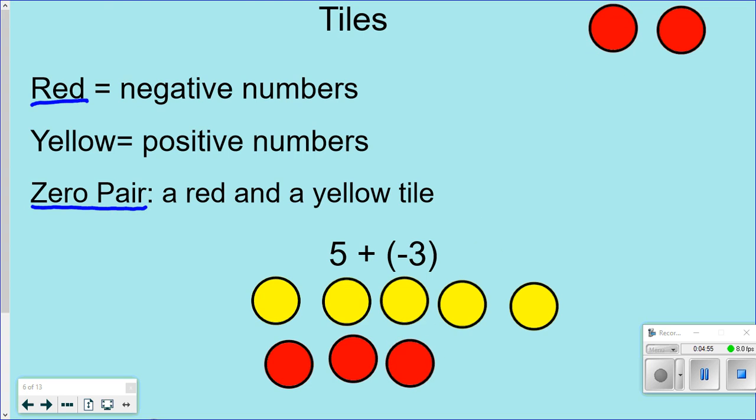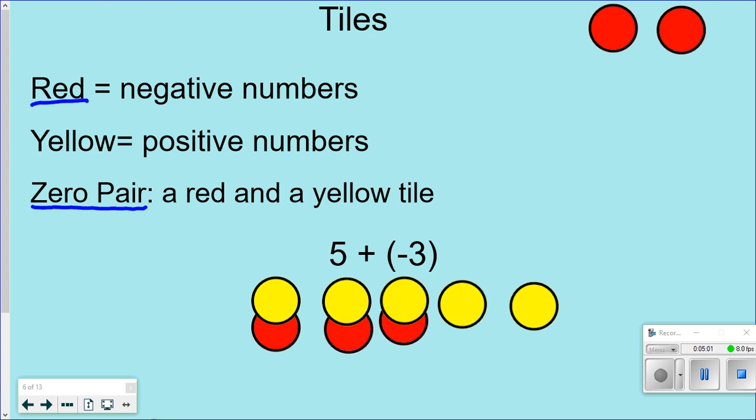3. And if I look at these, I have some zero pairs, things that are going to cancel. These are going to cancel. These are going to cancel. These are going to cancel. So whatever I have left that does not cancel is my answer. Now my answer is going to be 2, and it's going to be a positive 2 because I have yellows left over. So whatever color you have left over, that's going to determine what sign your answer is going to be. Let's do a few more of these.